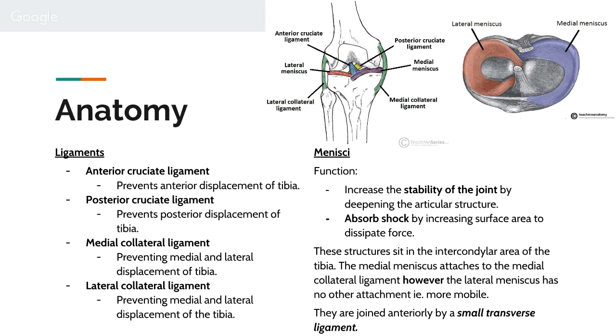And your menisci, I'm sure you guys have heard of this before, are shock absorbers. If you fall on them, they increase your stability and absorb shock by increasing the surface area to dissipate your force. They're also joined anteriorly by a small transverse ligament. And as you can tell with the unhappy triad, the medial meniscus attaches to the medial collateral ligament, and that's what makes that tear.